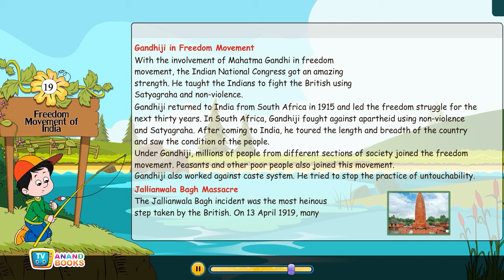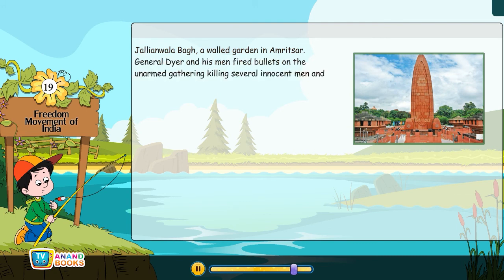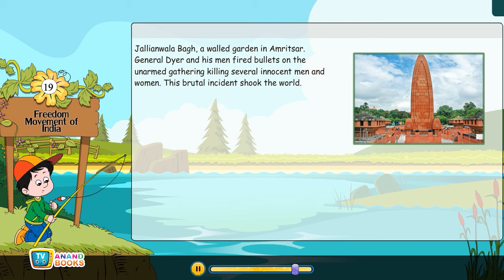On the 13th April 1919, many Indians assembled for a peaceful and unarmed political meeting to protest against the Rowlatt Act. At Jallianwala Bagh, a walled garden in Amritsar, General Dyer and his men fired bullets on the unarmed gathering, killing several innocent men and women. This brutal incident shook the world.